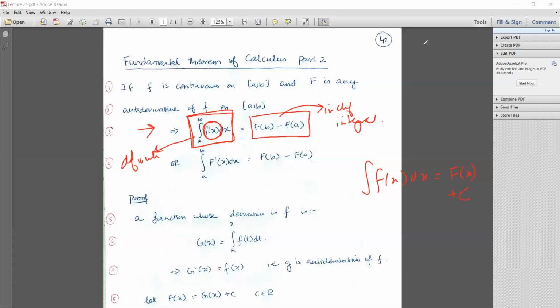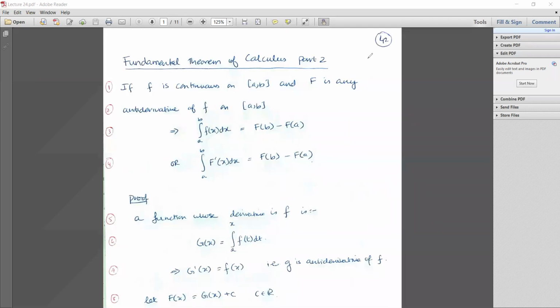Ma'am, can you please go over it just one more time? Okay. So if I have this function small f of x dx, right? And I have the indefinite integral. And I'm saying that the indefinite integral is capital F of x. You can have a plus c or anything.